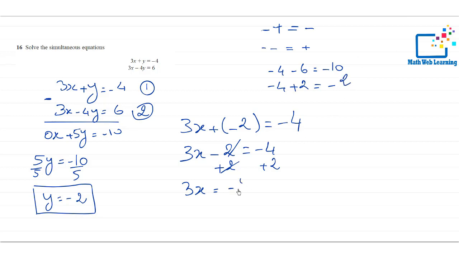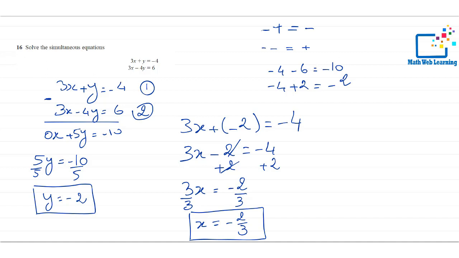Okay, minus 2. And then you divide by 3, both sides. And you get x equal minus 2/3. Leave it as a fraction, it is a lot better. I know it is a calculator, but just leave it as a fraction, it's fine. Alright, that's how you answer question 16.